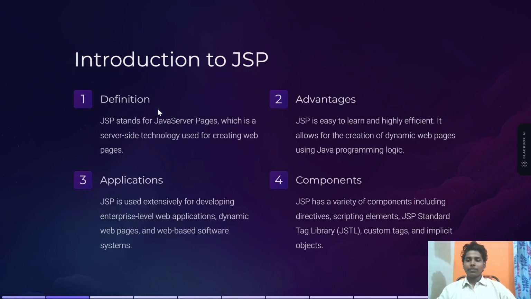Introduction to JSP. First, JSP. JSP stands for Java Server Pages, which is a server-side technology used for creating web pages. The advantage of JSP is that it is easy to learn and highly efficient. It allows for the creation of dynamic web pages using the Java programming language. JSP is used extensively for developing enterprise-level web applications, dynamic web pages, and web-based software systems.